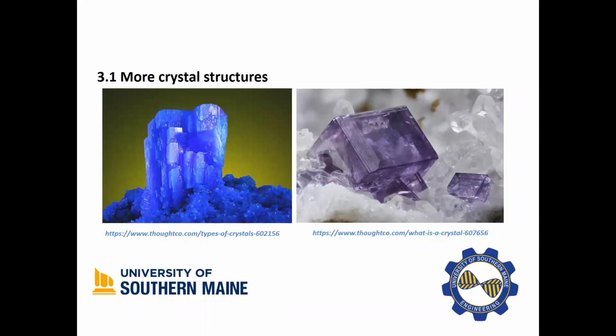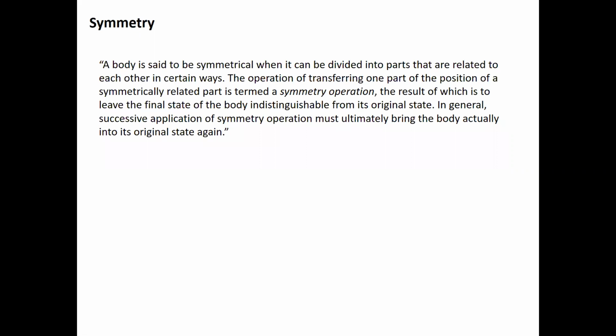All right. So the one thing that we did not speak about in our introductory lecture was the fact that all crystal structures are related by the fact that there is some form of symmetry which is taking place, right? And what's the definition of the symmetry? The hard definition of it is that a body is said to be symmetrical when it can be divided into parts that are related to each other in certain ways.